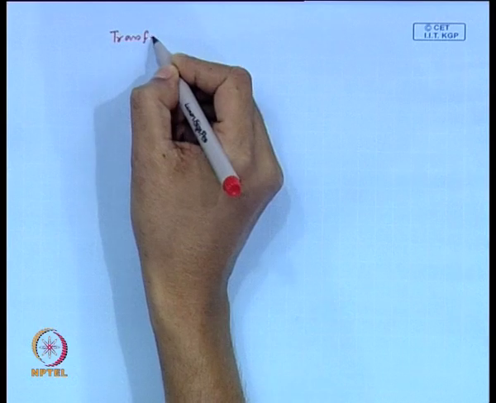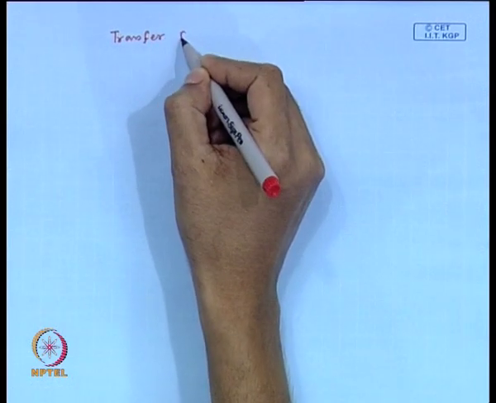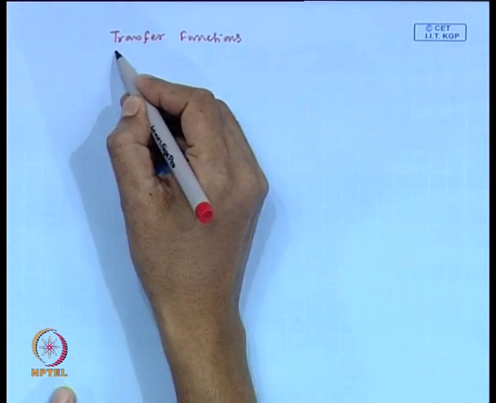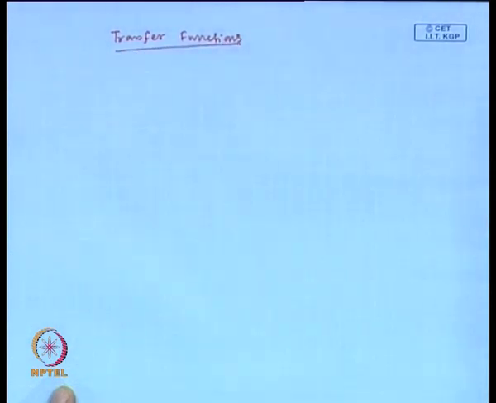Continue our discussion on transfer functions. Yesterday we considered a single input single output system, and we derived the transfer function for that seesaw system.